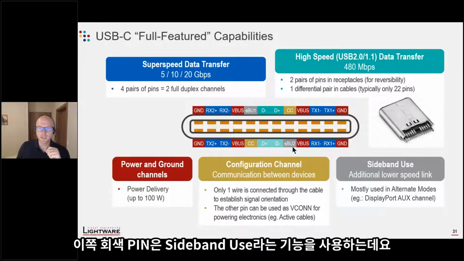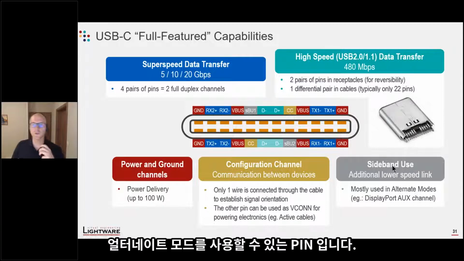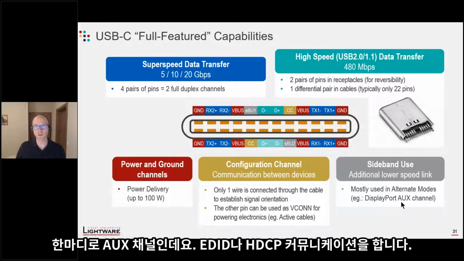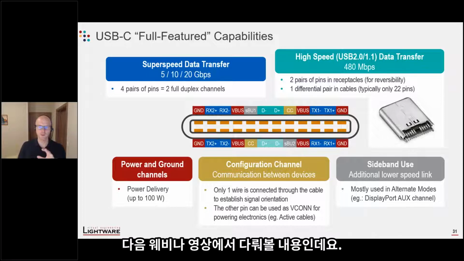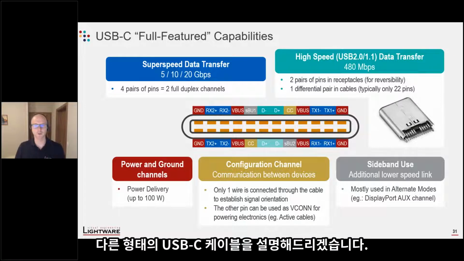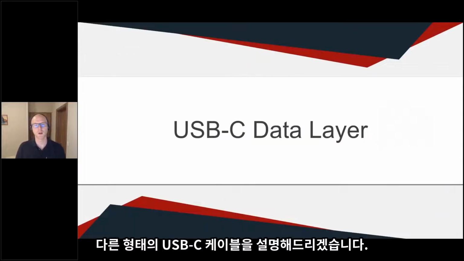And the gray ones, SBU, are called sideband use. These can be used, for example, in DisplayPort alternate mode as the auxiliary channel to handle EDID and HDCP communication. So these 24 pins are what we call a full-featured USB-C cable. In the next episode of this webinar series, I'll show you the other types of USB-C cables.